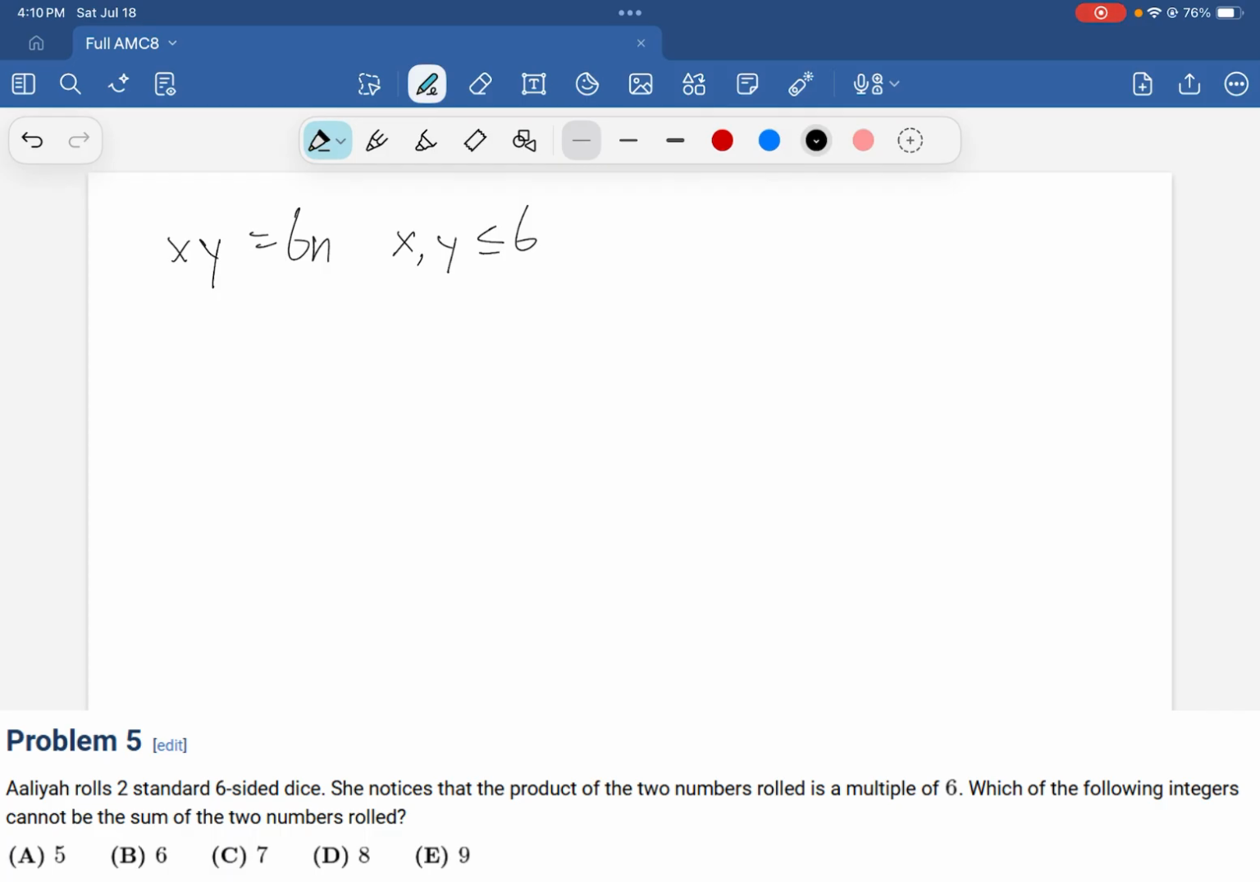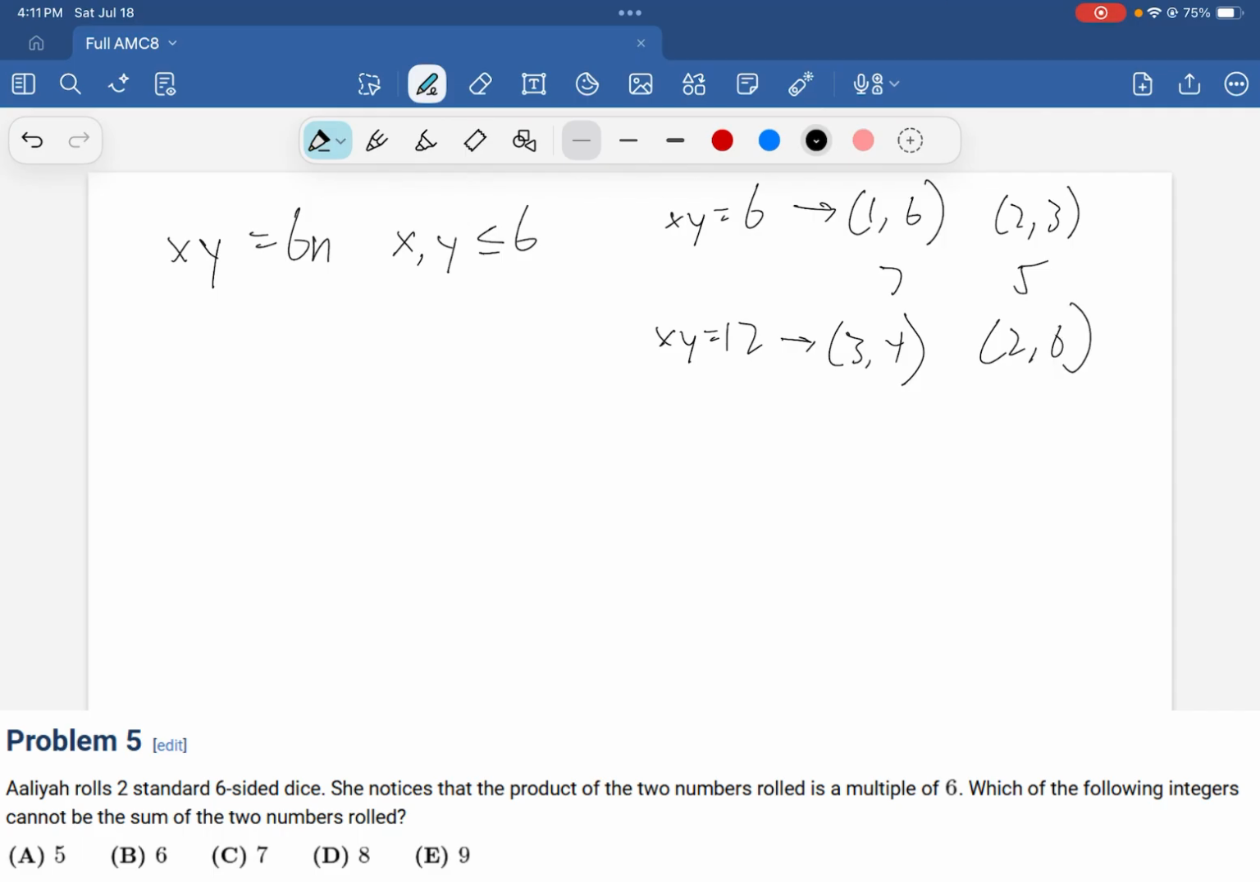So we can just start by listing out some numbers. If xy equals 6, then this yields 1, 6, or 2 and 3. This sums to 7, and this sums to 5. So A and C are not the answer. If we go above, we get 1, 12, which does not work. 3, 4, and 2, 6. This is 7, and this sums to 8. So 8 is not the answer.